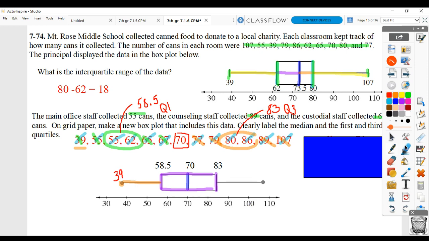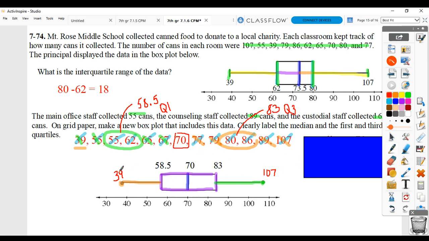All right, and then you're going to make a whisker on the other end to your highest value on your list, which was 107. So again, I would probably mark that as well. So what we're saying is a fourth of the data in this list is between 39 and 58 and a half. A fourth is between 58 and a half and 70. A fourth is between 70 and 83. And a fourth is between 83 and 107.